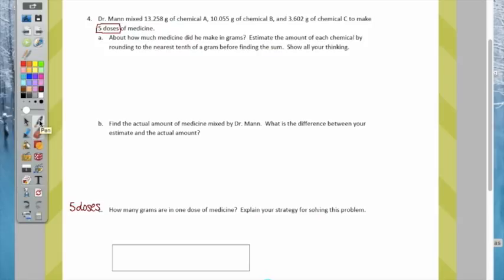All right, so this is the question. Right beside the A it says, about how much medicine did he make in grams? What does about mean? Almost. What do I need to do as a 5th grader? Just guess? Multiply? No? Round. Who said round? Oh. Good. So, about means to round and then add or multiply or whatever, okay? Estimate the amount of each chemical by rounding to the nearest tenth of a gram before finding the sum. So Jair, are we going to multiply? Yeah. No, add. Okay, how do you know it's add? You're right. What's the word sum mean?